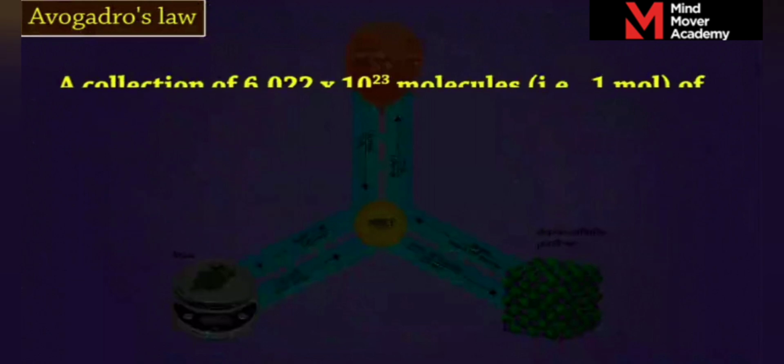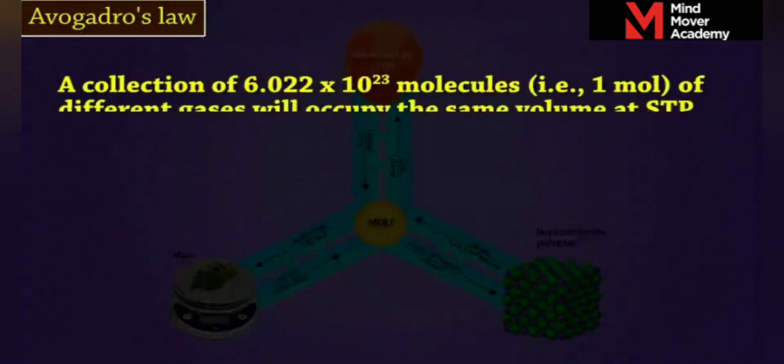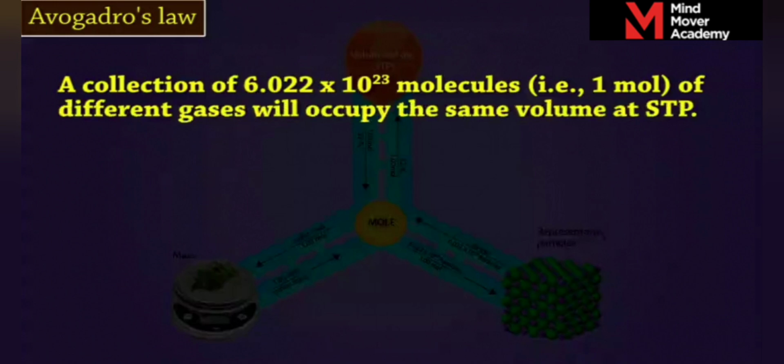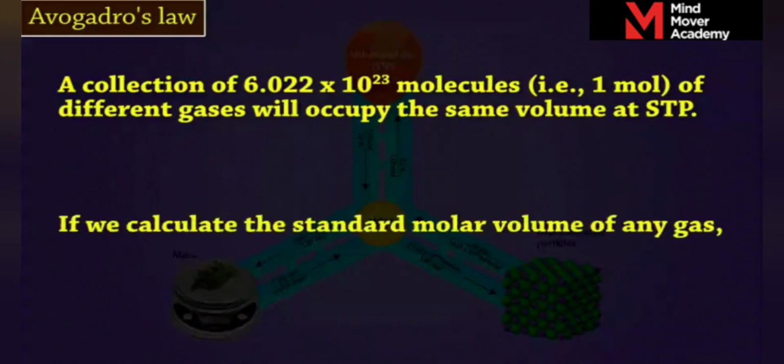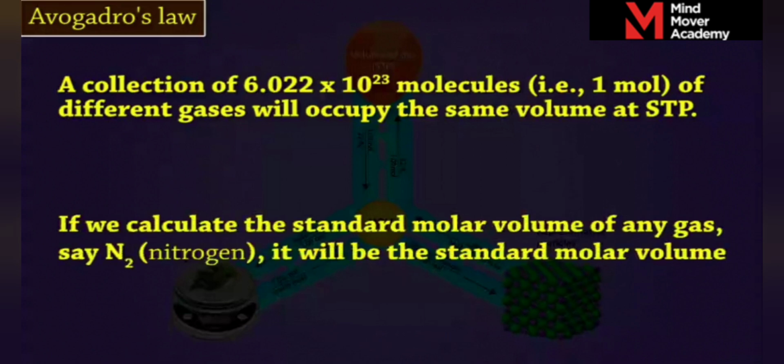Avogadro's law suggests that a collection of 6.022 into 10 to the power 23 molecules, that is 1 mole of different gases, will occupy the same volume at STP. Thus, if we calculate the standard molar volume of any gas, say nitrogen, it will be the standard molar volume for other gases too.